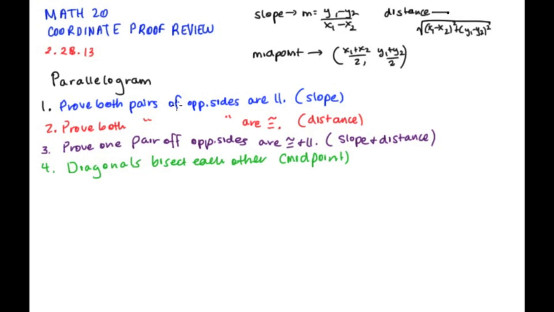Now you can go two ways here. You can branch off into proving something is a rhombus, or you could branch off into proving something's a rectangle. And I'm going to do both. Let's start with the rectangle first though.